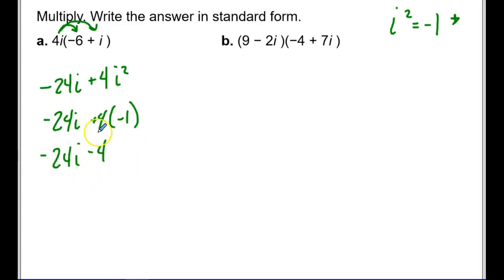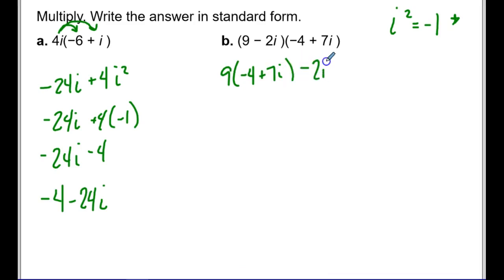I don't want to leave this in this form. I want to write it back in my standard form, where my real part is first, and then my imaginary part is second. Okay, so now let's look at part B. We're going to do part B very similar to what we did. So here I have two binomials, right? They both have two pieces. So I take the first one, so my 9 times a negative 4 plus 7i minus 2i times negative 4 plus 7i.